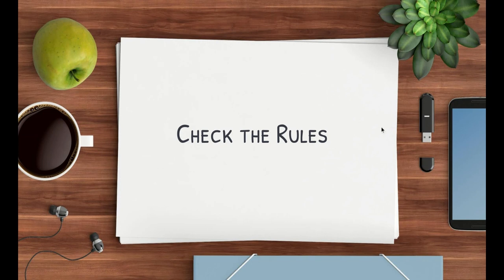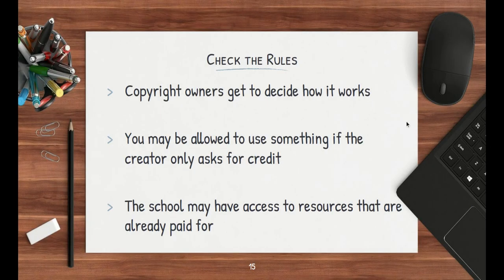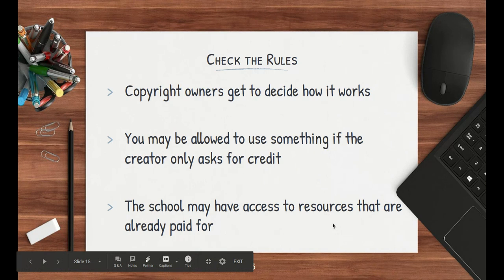First and foremost, when using anything that you find online, see if they have rules posted. They might have something that says that you just need to give credit to the creator in order to use it. Usually they'll have little notes at the bottom of a page or something online if you can get to the original source that will tell you. Ultimately, copyright owners get to decide how it works. So just make sure that you're paying attention to the actual creator and getting to the original source before you start using any kind of information you find online.